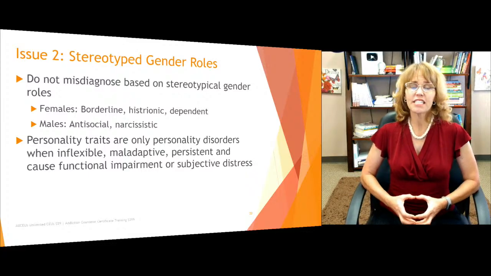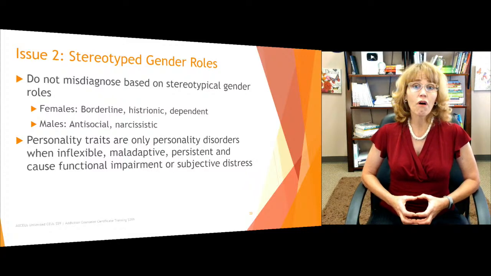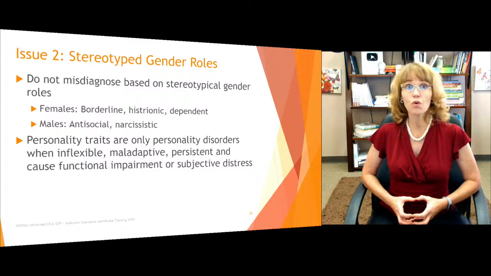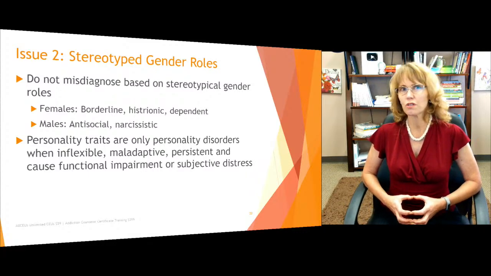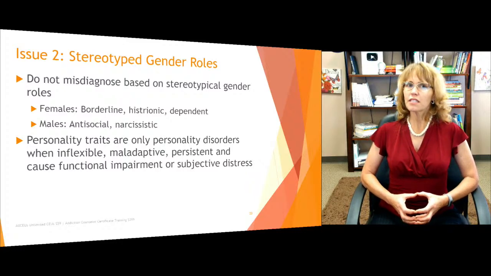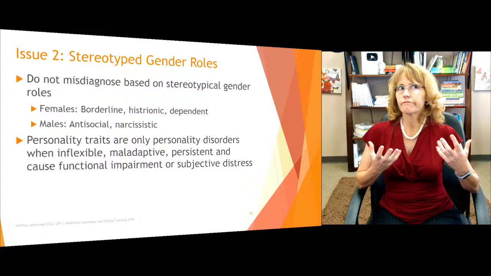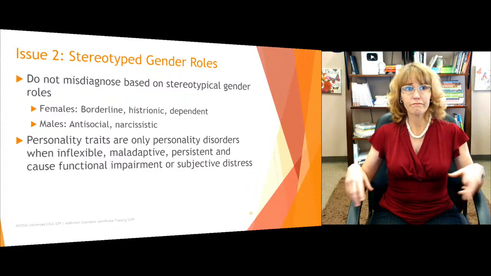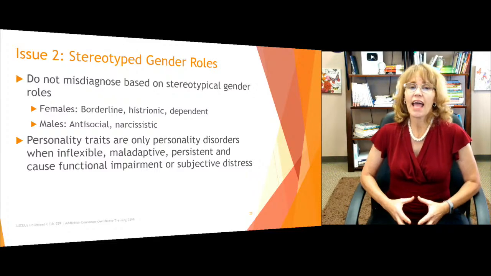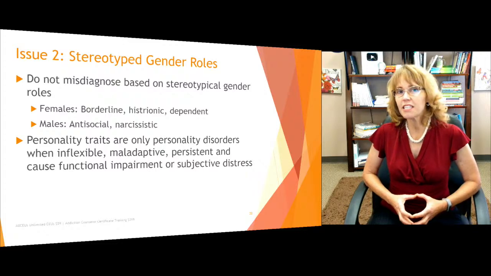Don't misdiagnose based on stereotypical gender roles. People who are biologically female are more often diagnosed as borderline, histrionic, or dependent. And people who are born biologically male are often diagnosed more often as antisocial or narcissistic. So we want to look at, in the culture this person grew up in, what aspects of their behavior can be attributed to cultural gender roles. And is this markedly different from what's expected?